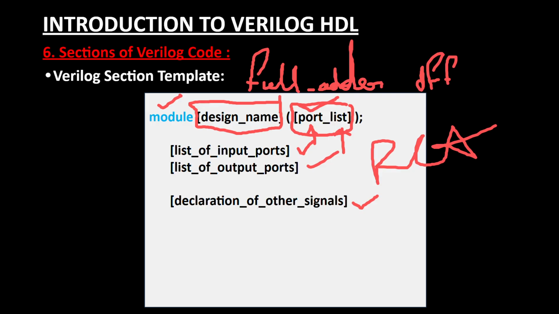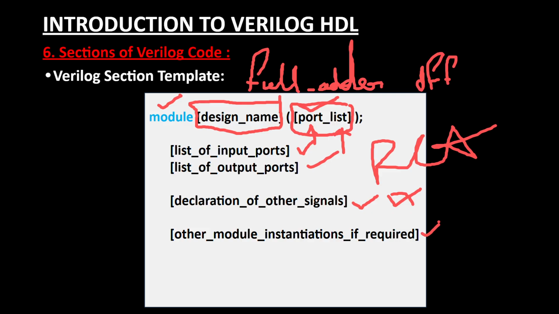So the input ports and output ports that we can see from the outside, we should declare them as input and output. Other signals which we are going to use in the intermediate should be declared using the data types wire or reg. Other module instantiations, if required.